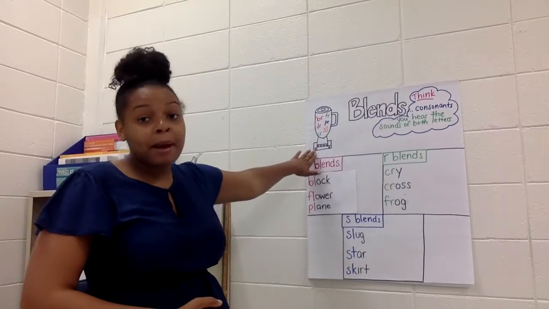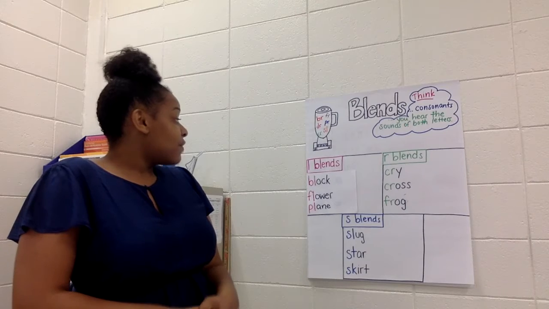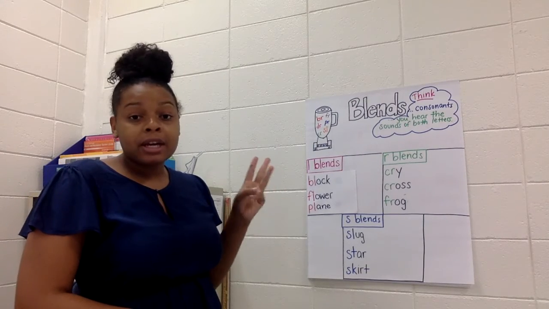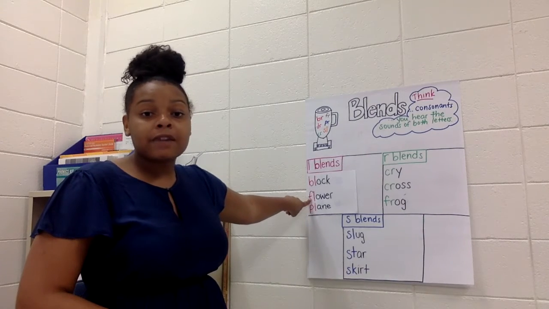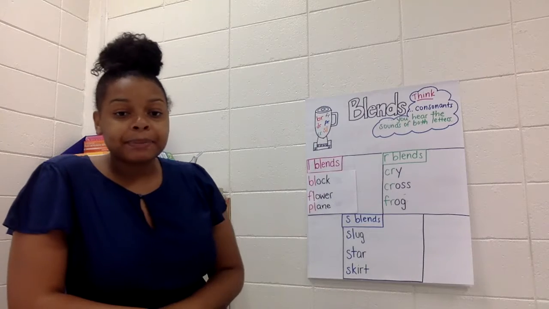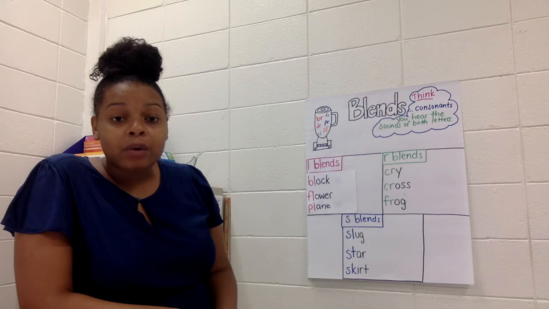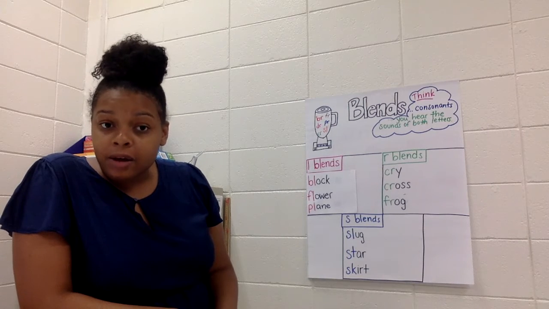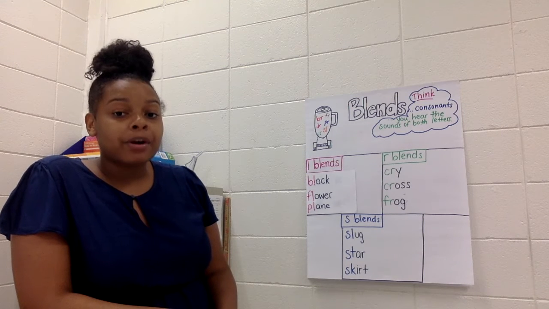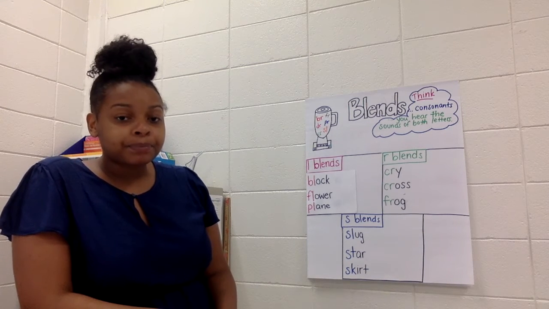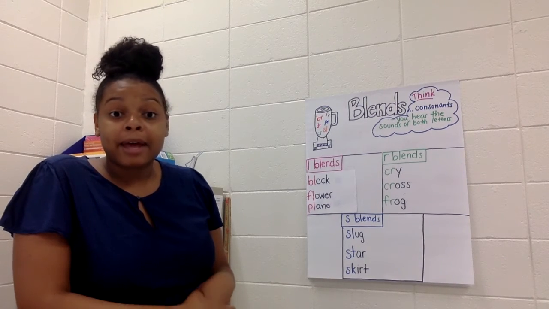And boys and girls, I tried my best to draw a blender so you could see how those words blend together. We have L blends, and I wrote three examples. We have block, flower, and plain. Notice in all three of those words, we hear the L sound, but there's a different beginning sound. So we have bl for block, fl for flower, and pl for plain. All of those blends have the letter L in them, though, and that's what makes them L blends.